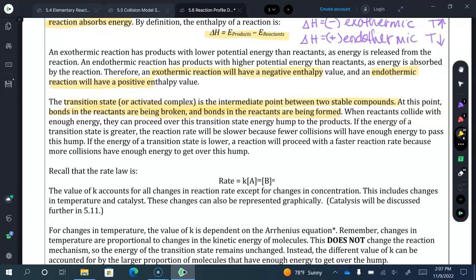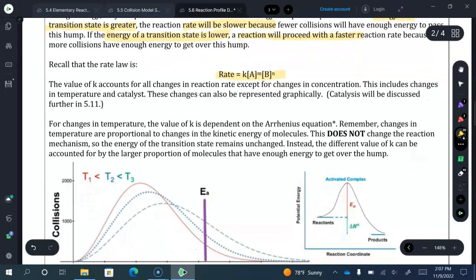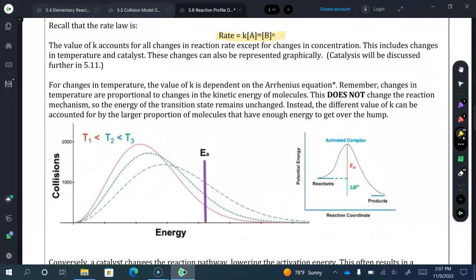If the energy of the transition state is greater, the reaction will be slower. So if the transition state energy is greater, the rate will be slower because fewer collisions will have enough energy to pass over it. If the energy of the transition state is lower, then we should see the reaction proceeding faster because there are more collisions that have enough energy. Recall that rate law is generally stated as such, where the value of k accounts for the changes in a reaction rate except for changes in concentration.